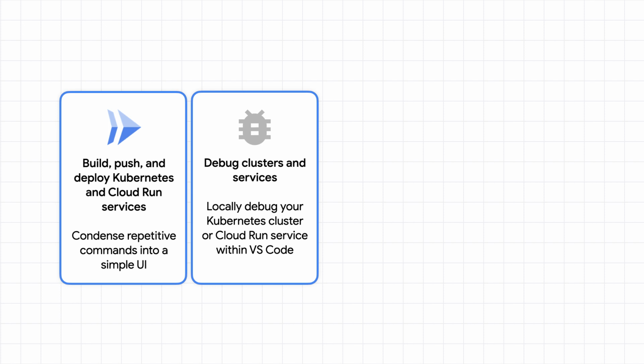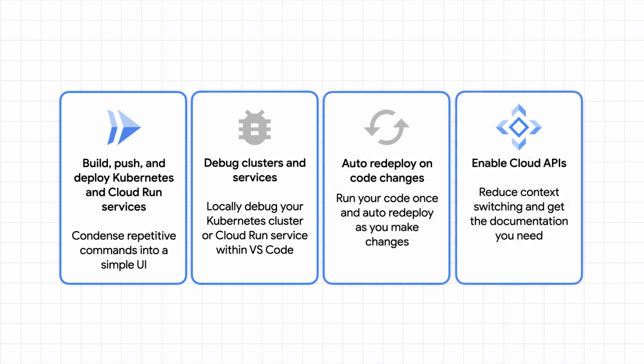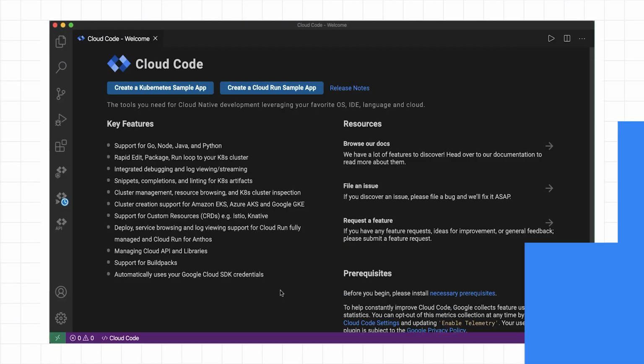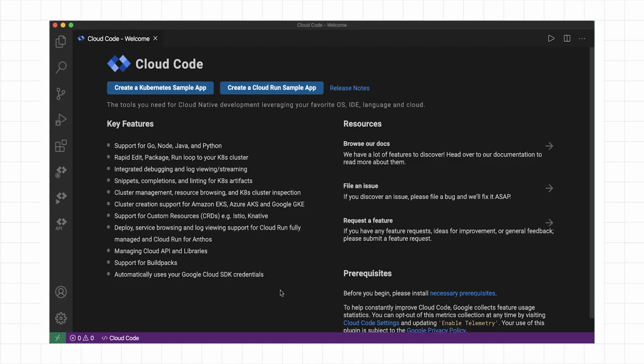A key goal of Cloud Code is to enable continuous development by automating processes. For example, you can rapidly iterate on a live Kubernetes cluster or add a Google Cloud API to your application from your IDE. The first thing you'll notice when you install Cloud Code is the welcome page. This provides a summary of the key supported features and also has a direct link to creating a new project from one of our starter templates.